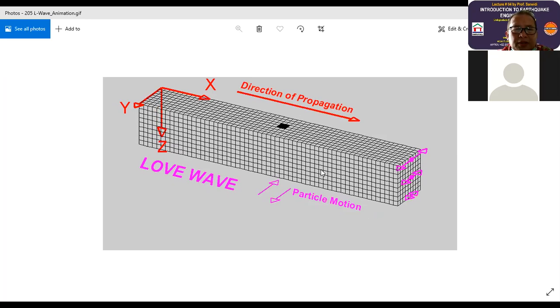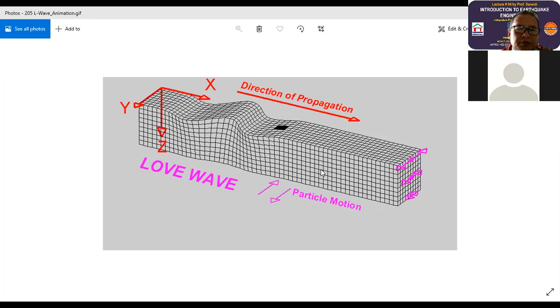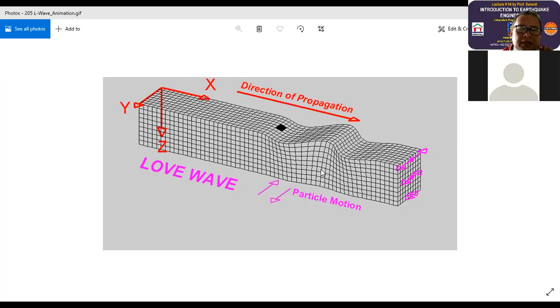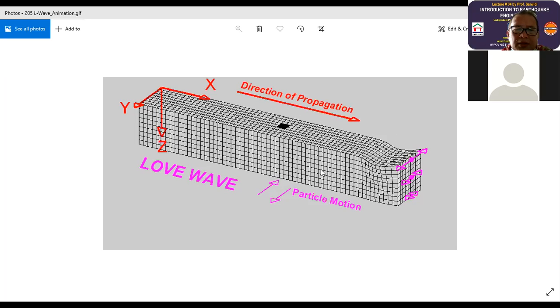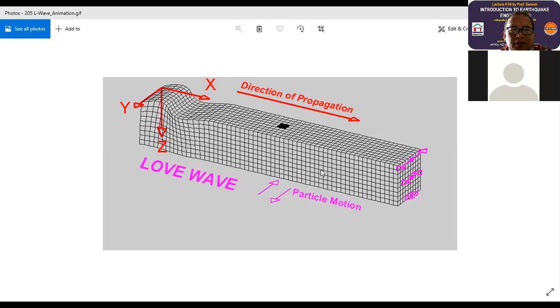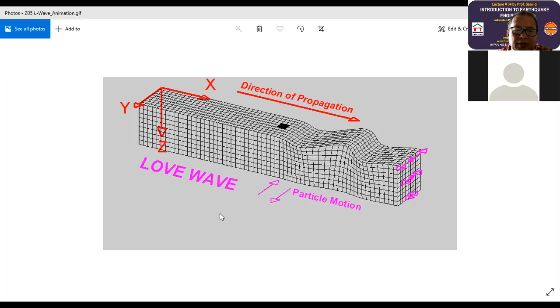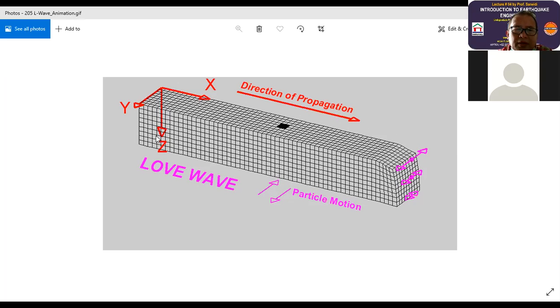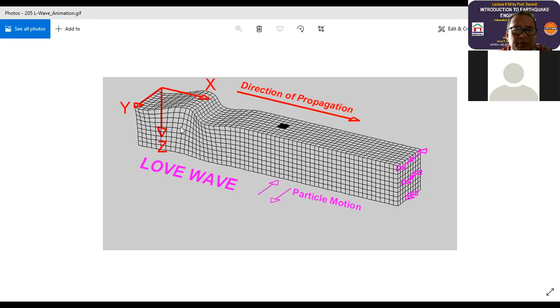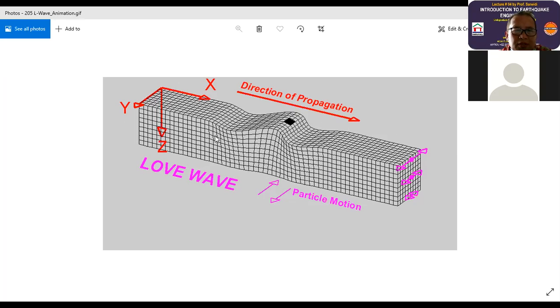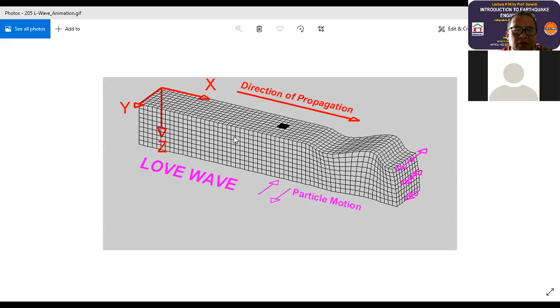Yes, the Love waves are another kind of surface wave. They go very zigzag, right and left while going forward. So the particle motion goes right and left and moves forward like that. This makes the most destruction during a big earthquake.